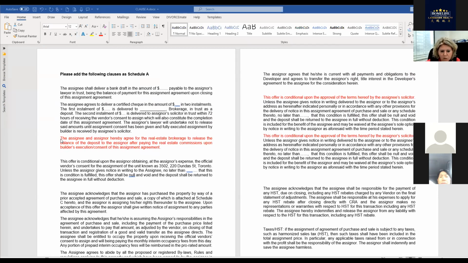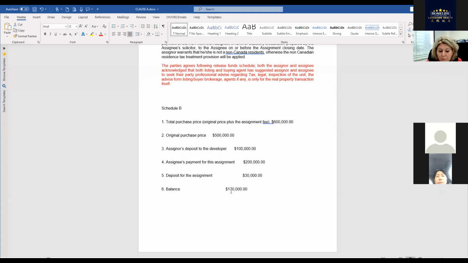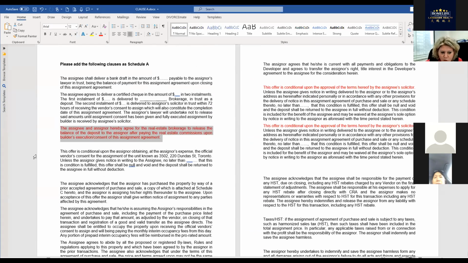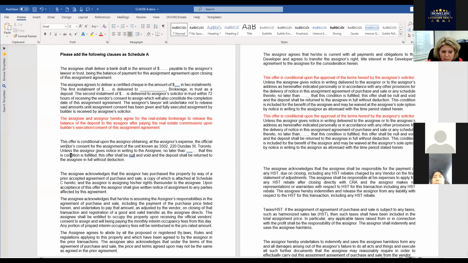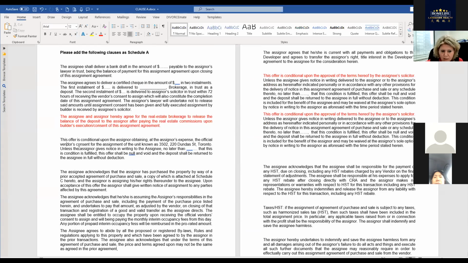The assignee and the assignor agree for the brokerage to release the balance after paying the real estate commission and upon the execution of the builder's consent to this assignment agreement. You may want to write that the final balance of this assignment shall be paid at the execution of the builder's consent to the assignment agreement. Whether you represent the assignor or the assignee, you have to write that the offer is conditional upon the assignor obtaining the vendor's consent. Who's going to pay the fees? Usually it's the assignee, but you may want to negotiate.